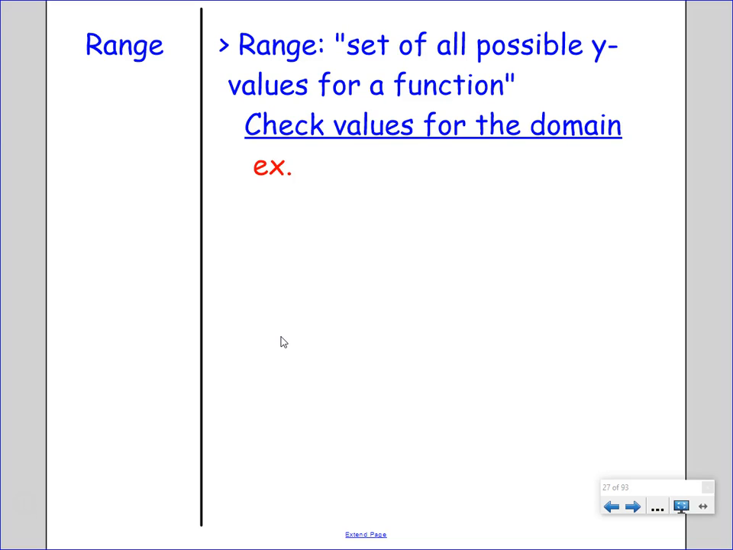X cannot equal 0. I have a denominator, and the denominator can't be 0. I don't have to do any solving, long story short, x cannot be 0. So for the domain, I have a denominator, so x can't equal 0. I didn't need the graph for that, but I let you guys look at the graph.